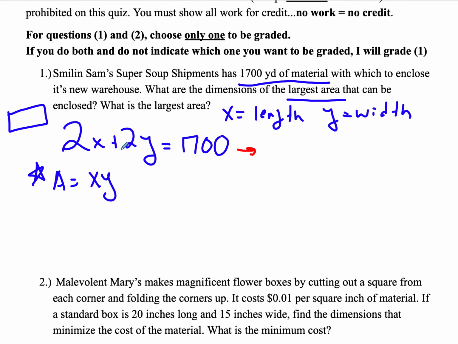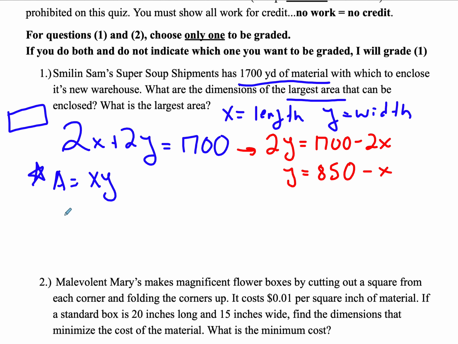So to get y alone, I'm going to subtract 2x from both sides. When I do that, I get 2y is equal to 1,700 minus 2x. And then I divide by 2, and I get y is equal to 850 minus x. Because 850 is half of 1,700, and 1 is half of 2.